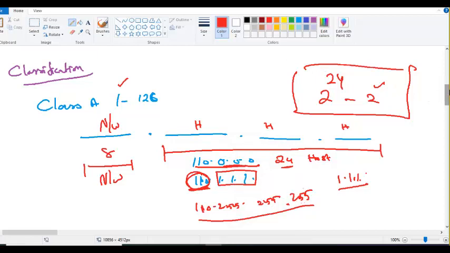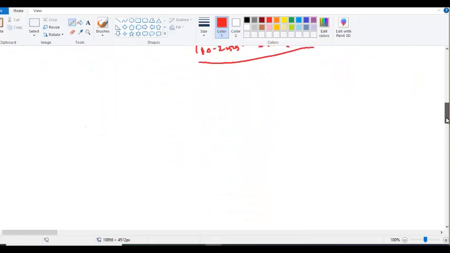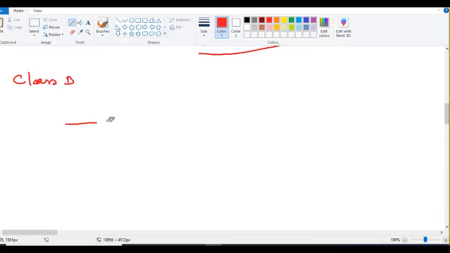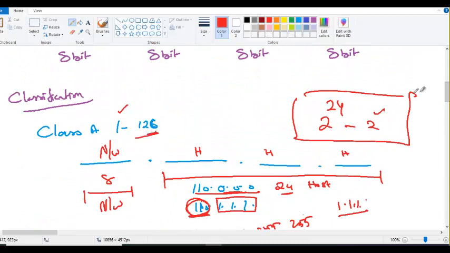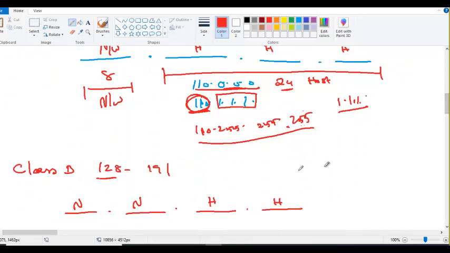Now, Class B. In Class B, the first two octets are network. The remaining two octets are host. Any number beginning with 128 to 191 is Class B. See, 127 is missing. Class A ended with 126. Class B begins with 128. What about 127? The 127 address is called the loopback address. We will talk about this in our next class.